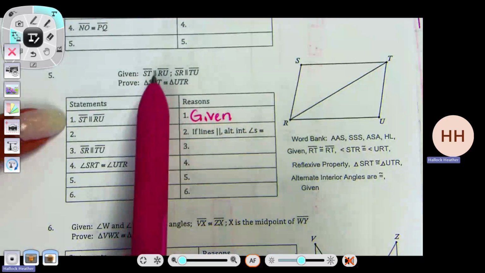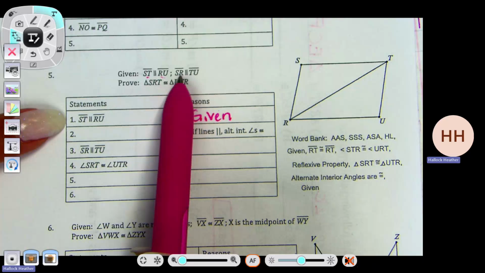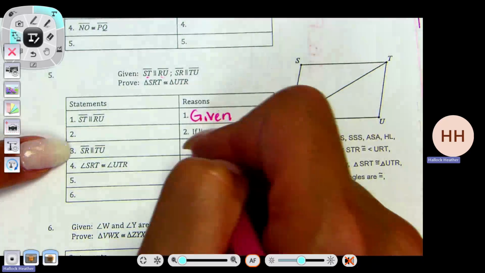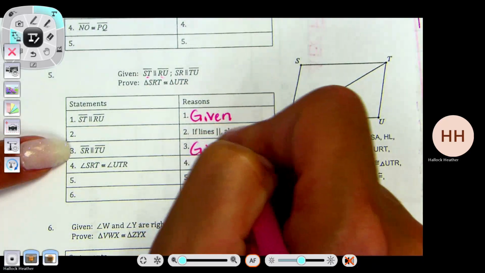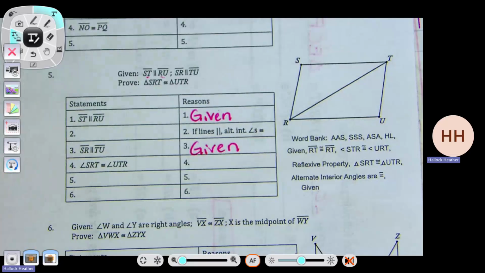3. Because it says ST is parallel to RU. It also says SR is parallel to TU. So this time given is separated. So they are talking about parallel lines. See if you could figure out anything. This is the hardest one out of all of them. So take a minute, see if you can figure out where something can go. You should be able to fill out at least one additional spot without thinking too hard based on what the problem is.